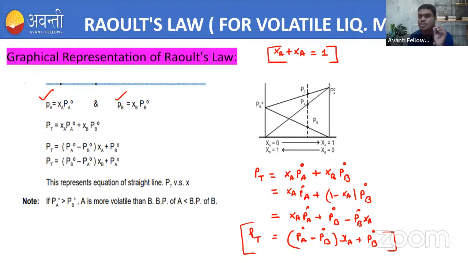If the solution follows this relationship, listen very carefully, meaning the total pressure is equal to P naught A minus P naught B times XA plus P naught B, then we say the solution is ideal.